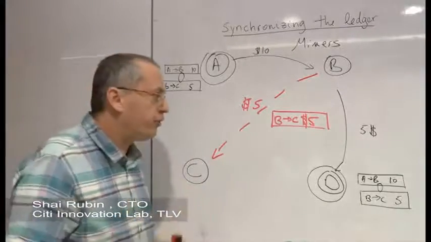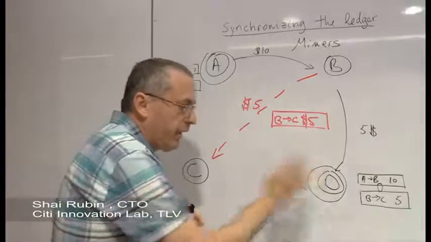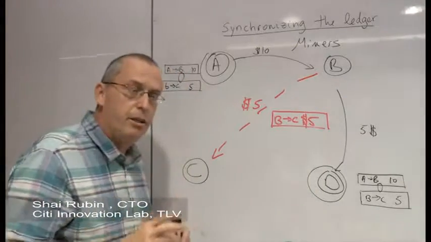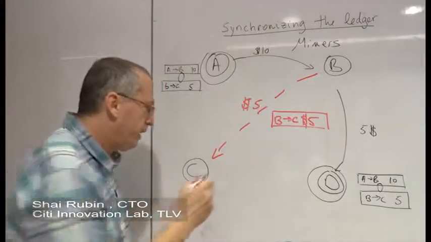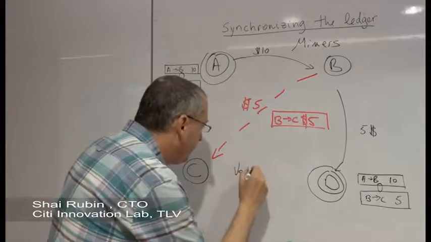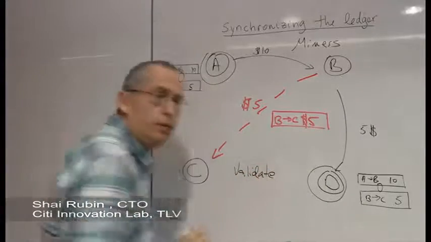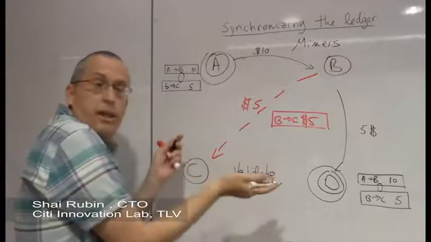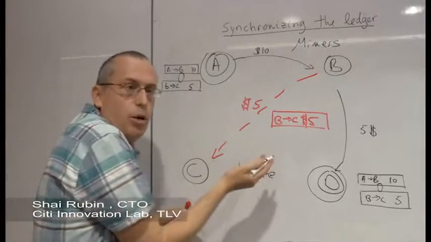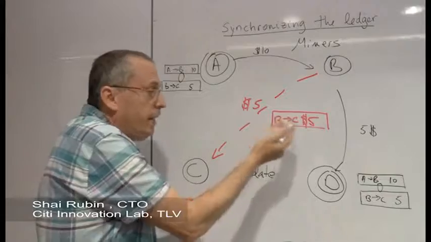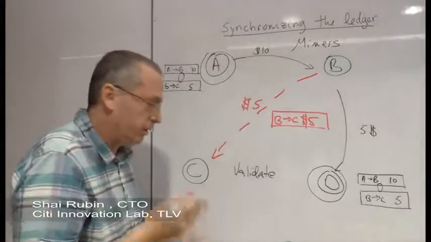Let's try to understand what it means to win the competition. In order to be the first that is able to take the transaction and add it to the ledger, a miner needs to do two things. First, validate the new transaction. This is easy. The ledger is open and you can immediately calculate whether B does have the funds in order to make the transfer.